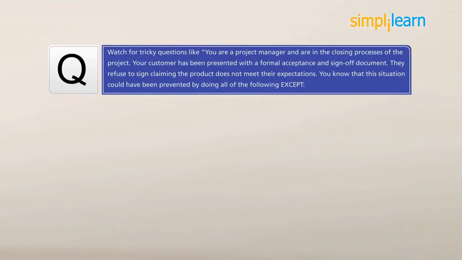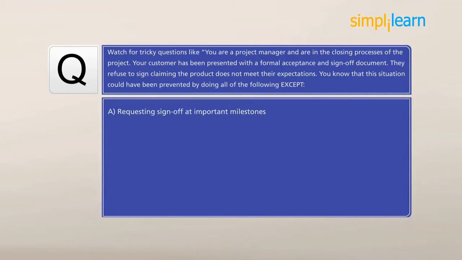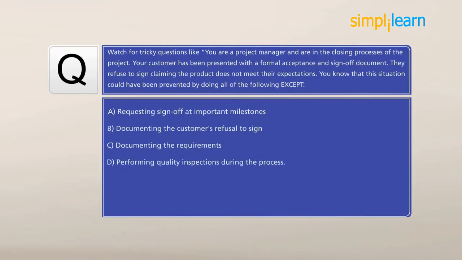Watch for tricky questions like, you are a project manager and are in the closing processes of the project. Your customer has been presented with a formal acceptance and sign-off document. They refuse to sign, claiming the product does not meet their expectations. You know that this situation could have been prevented by doing all of the following except A, requesting sign-off at important milestones. B, documenting the customer's refusal to sign. C, documenting the requirements. Or D, performing quality inspections during the process.